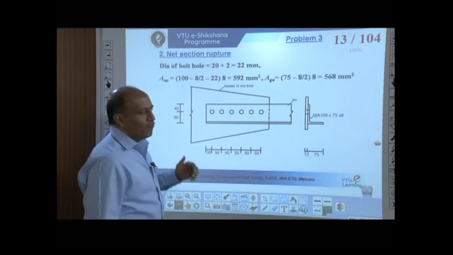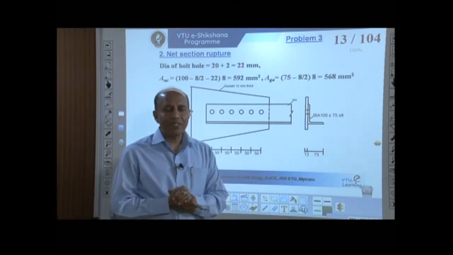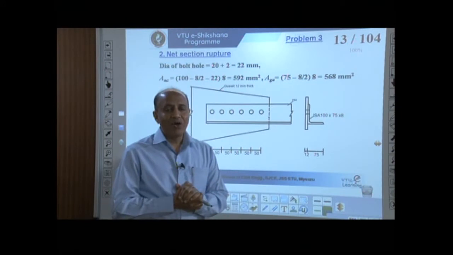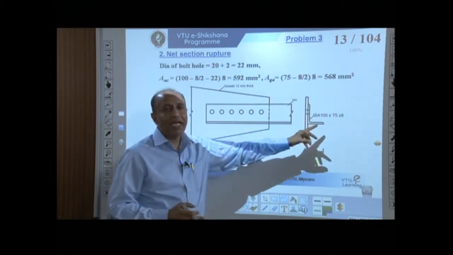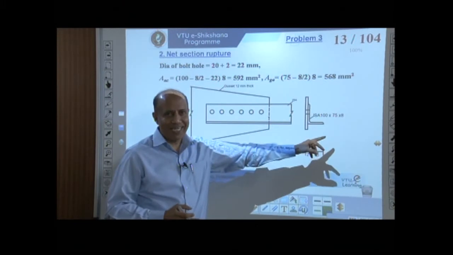Now, when we talk about the next part, we even have to calculate the net area of the connected leg and the gross area of the outstanding leg.